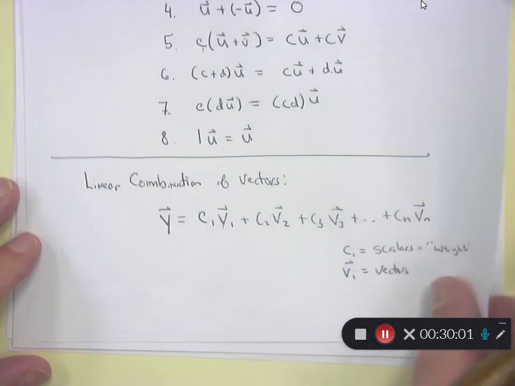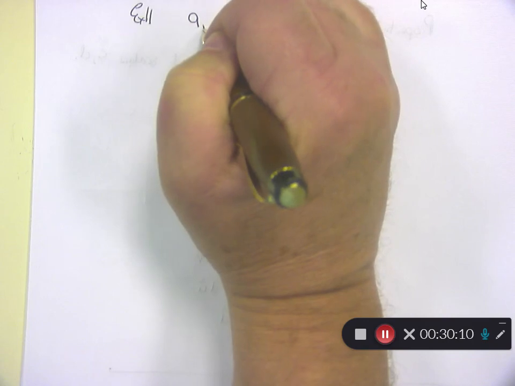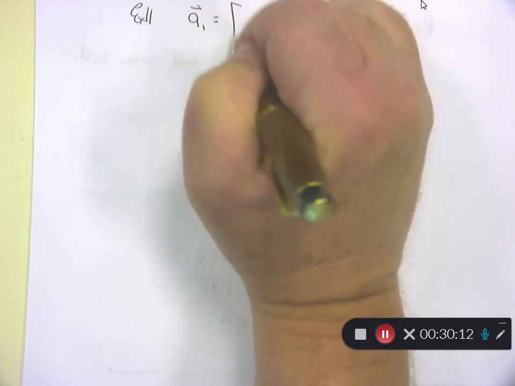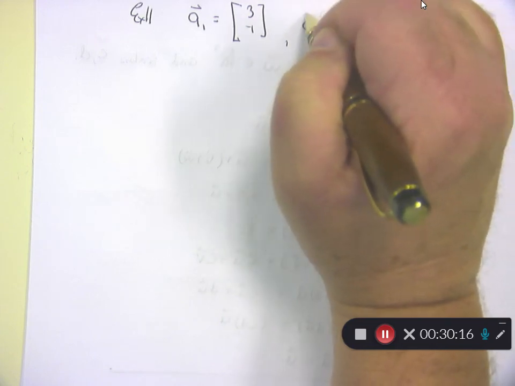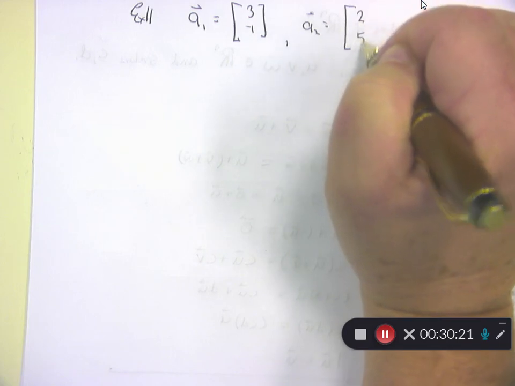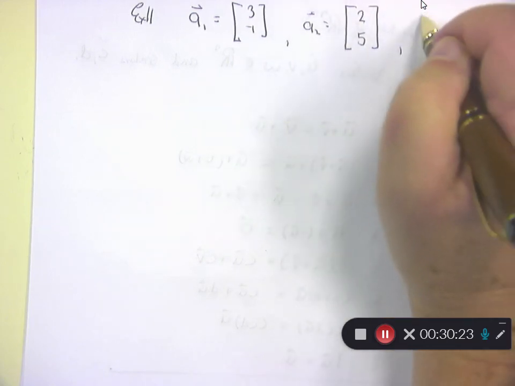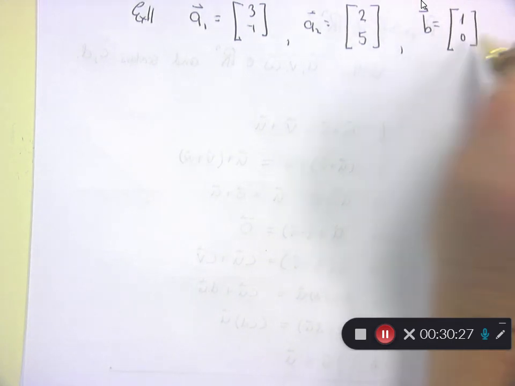Let me give you an example. Let A1 be a vector, 3, -1. Let A2 be a different vector, equal to 2, 5. And then I'm going to call a different vector B, and let it be equal to 1, 0.